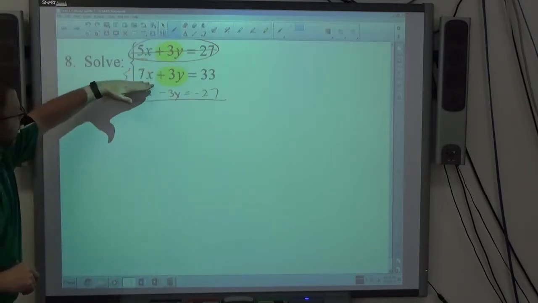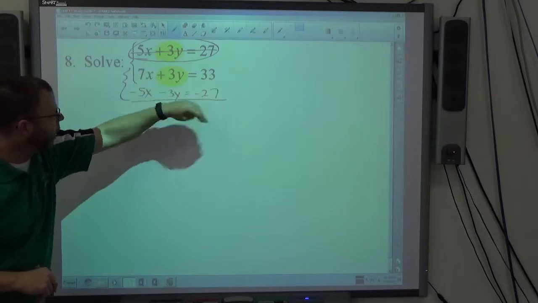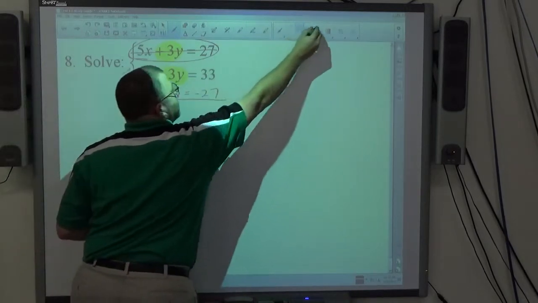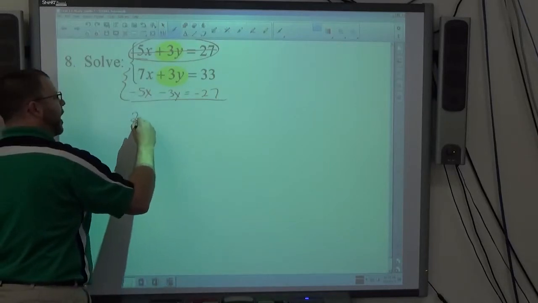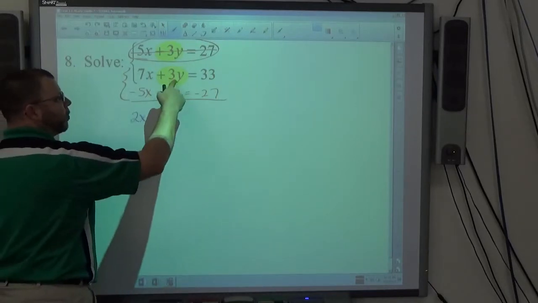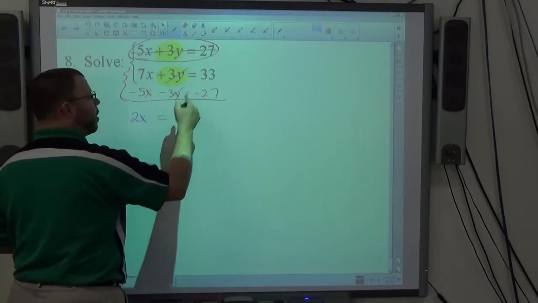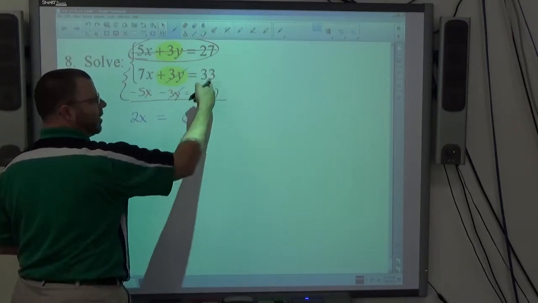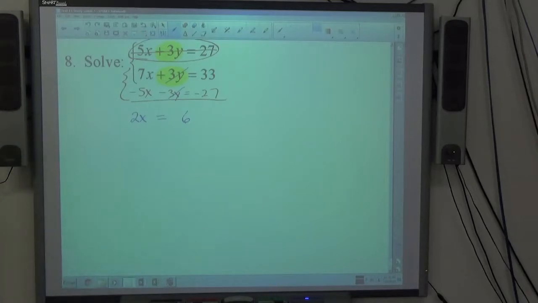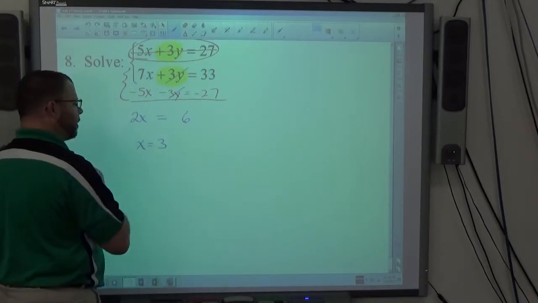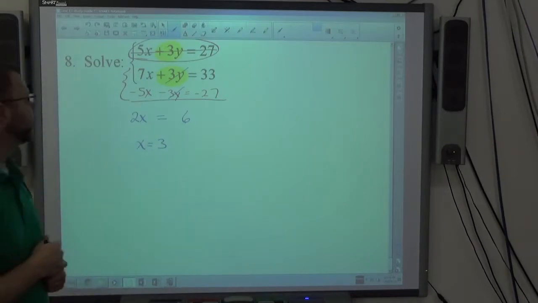And at this point, add together all like terms, either add or subtract based on signs. In this case, these signs are different, so I subtract. 7 is bigger, so it's positive. 3y minus 3y cancels, eliminating the y variable I wanted to get rid of. 33 minus 27 equals 6. Again, subtraction because the signs are different. Positive because 33 is bigger. Divide both sides by 2, and just like that we know that x equals 3.